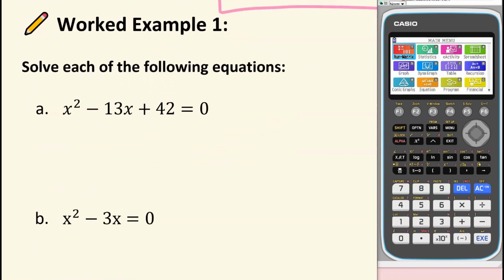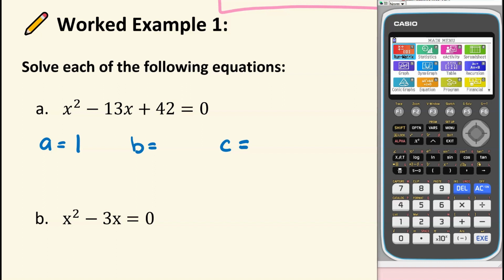We've been given the monic quadratic of x squared minus 13x plus 42 equals 0. Now we can see that it is already written in the general form of our equation. So we can go ahead and identify our a, b, and c values. We can see that there is currently no coefficient in front of our x squared, so our a value will be 1, as this is a monic quadratic.